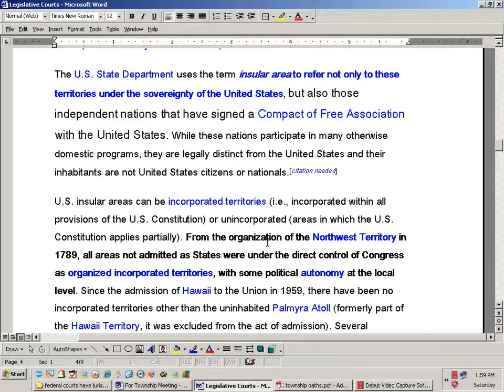The U.S. State Department uses the term insular area to refer not only to these territories under the sovereignty of the United States, but also to those independent nations that have signed a compact of free association. Eventually I might do that. I might just become an independent nation and sign a compact of free association. But to me, it's easier first to become a national because you have that option.